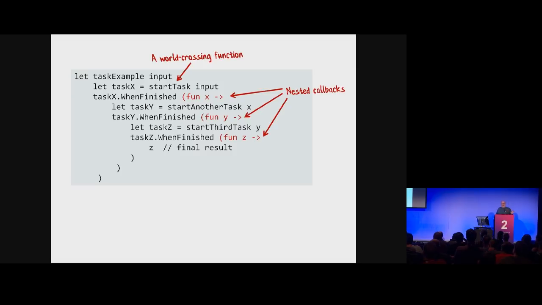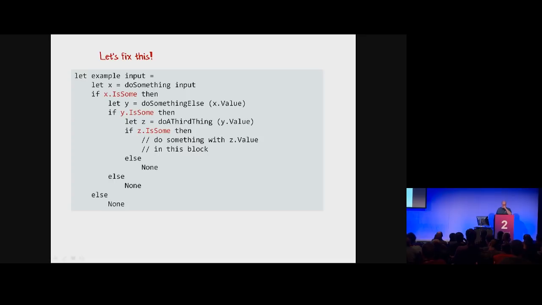You have a world-crossing function. You always have to check. You always have to kind of deconstruct it. You have these nested callbacks in this case, and you end up with this pyramid. So this is ugly no matter what it is. So let's see if we can solve this problem. Let's fix this. There is a pattern here that we can exploit.